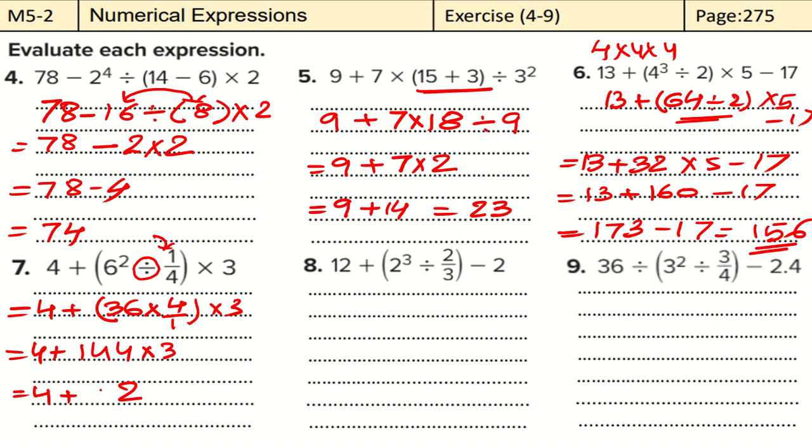3 times 4 is 12, and 1 is 13. 3 times 1 is 3, and 1 is 4. 432 plus 4 is 436. This is the answer. Okay.